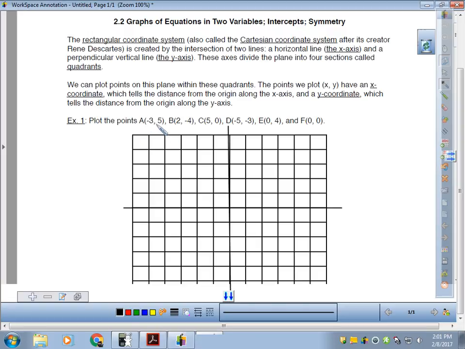So point A here is negative 3, 5. So that means I'm going to go left 3, 1, 2, 3, and up 5, 1, 2, 3, 4, 5. So it's going to be right up here at the top. So this is point A. Point B is 2, negative 4. So that's going to be right 2 and down 4. It'll be down here.